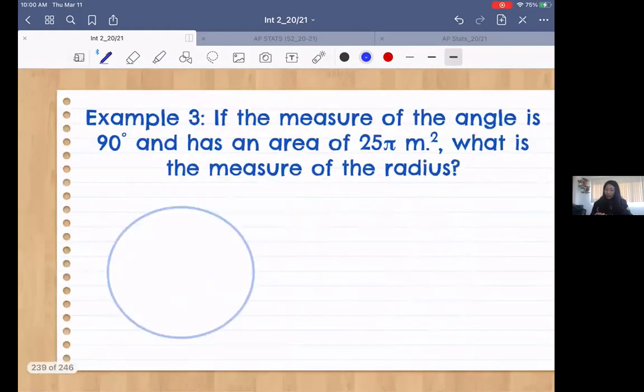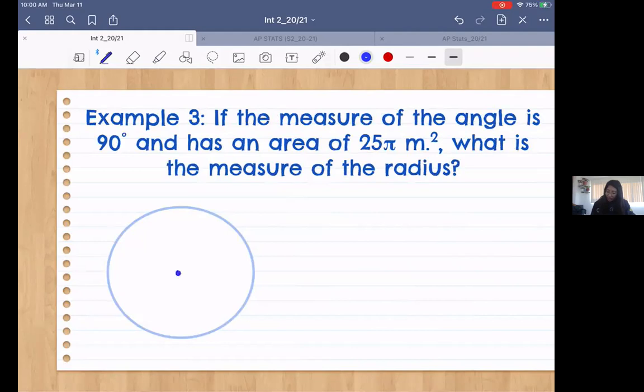All right, example number 3. If the measure of the angle is 90 degrees and has an area of 25 pi meters squared, what is the measure of the radius? So this problem is a little confusing just because they did not give us a radius. They already told us what the area is. So what are they really trying to ask me for?